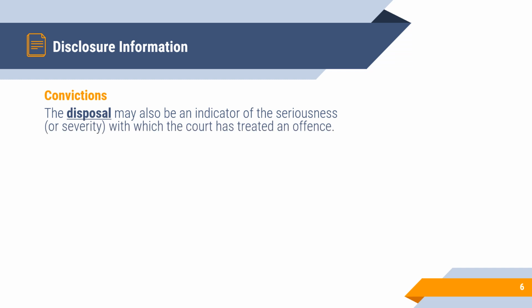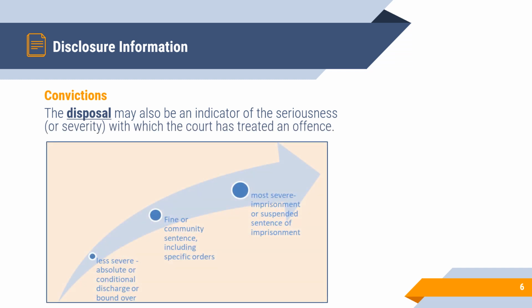In addition, it is worth noting that the manner of the court disposal is often an indicator of the seriousness or severity with which the court viewed the offence. For example, for a less severe offence, the court might order an absolute or conditional discharge, or for the offender to be bound over. The court might order a fine or a community service for a more severe offence, or for the most serious offences, the court might choose to order a period of imprisonment or a suspended sentence.